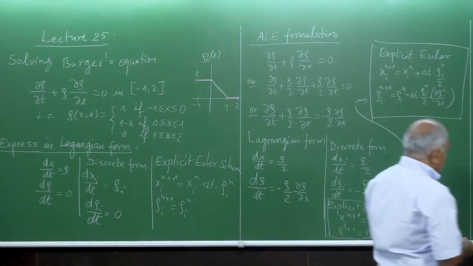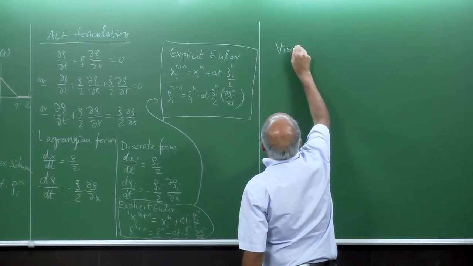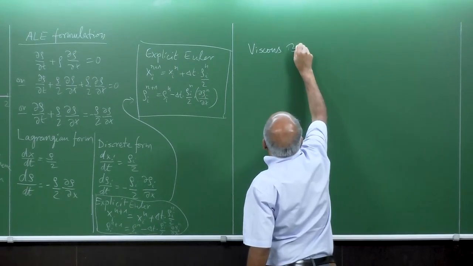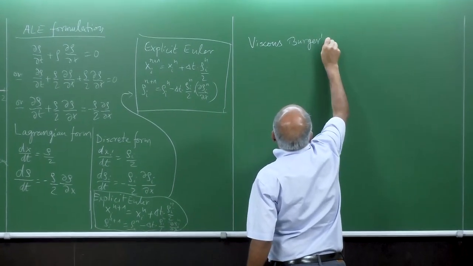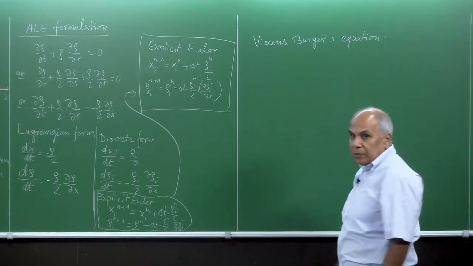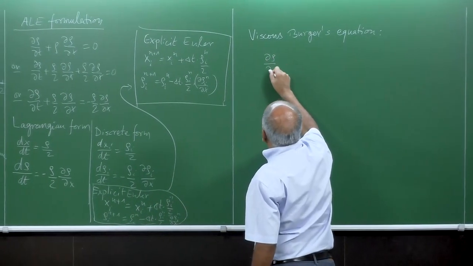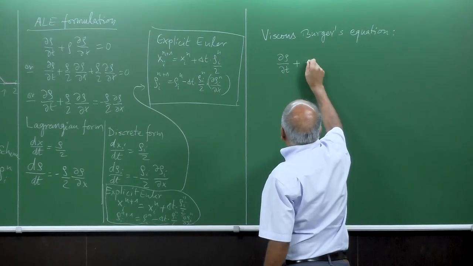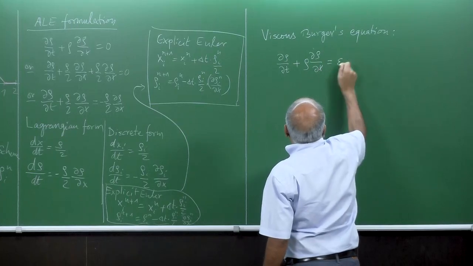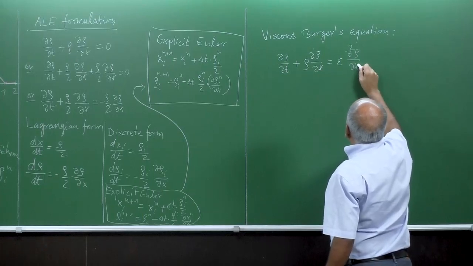And now again we have the viscous Burgers equation. There we have del rho by del t plus rho del rho by del x is equal to some epsilon times del 2 rho by del x square.